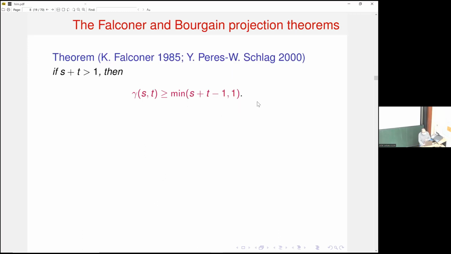Okay. So Falconer proved, and then in this precise form, Peres and Schlag proved that if t is bigger than 1, which is somehow a case that I've been forbidden until now, but actually now it makes sense. So if t is bigger than 1, but s plus t is smaller than 2, this, well, even if it is 2, this is better than Kaufman because t minus 1 is bigger than 1.